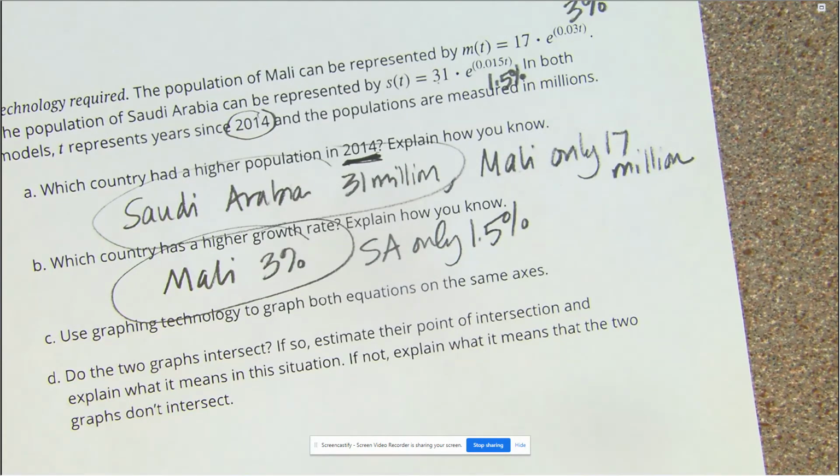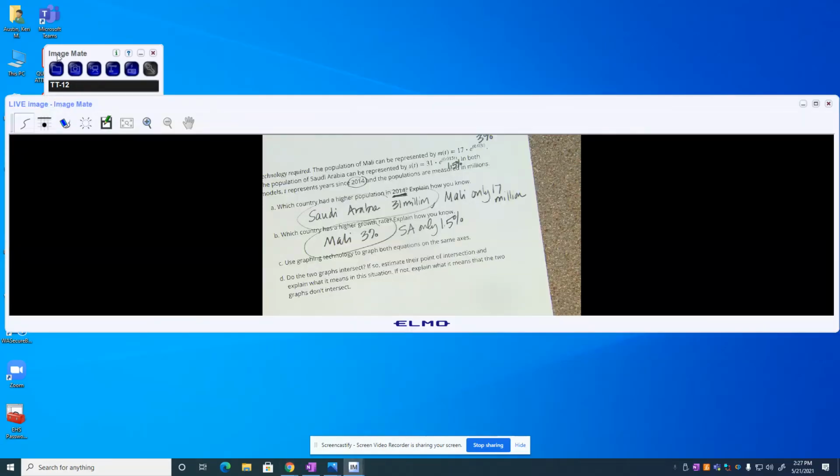If so, estimate it. Let's see if Miss Austin can share her screen here. Hopefully. Oh, come on.